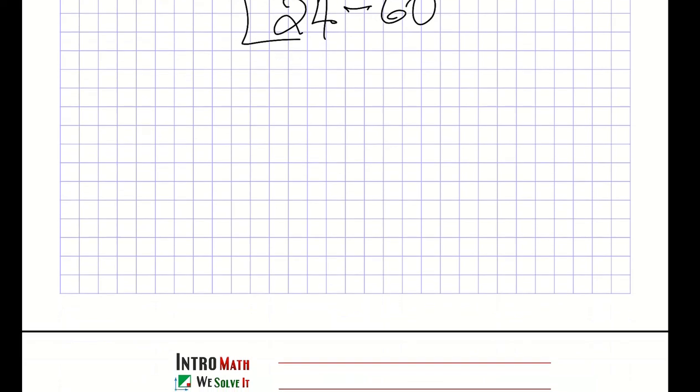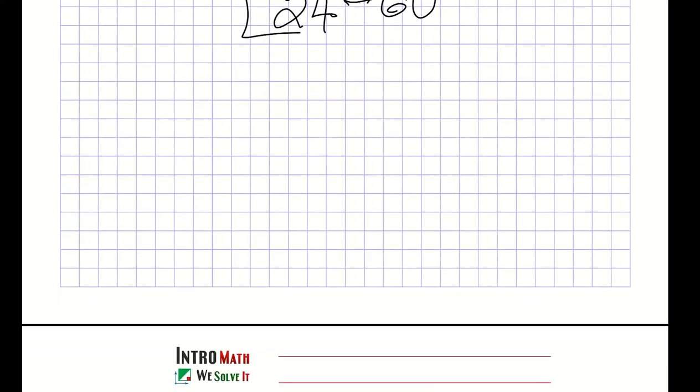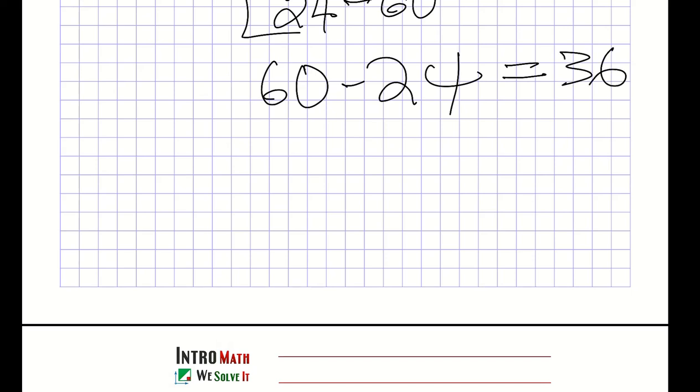We can write the process of subtraction the way we did with addition. Instead of saying 60 minus 24, and then we'll write 36, we'll do it like this. We'll say 60 minus, then we'll write 24, and then we'll draw a horizontal line, then we'll start doing the operation. Right? It makes things easier.